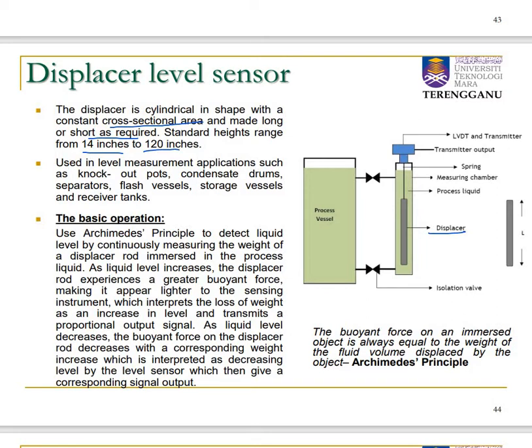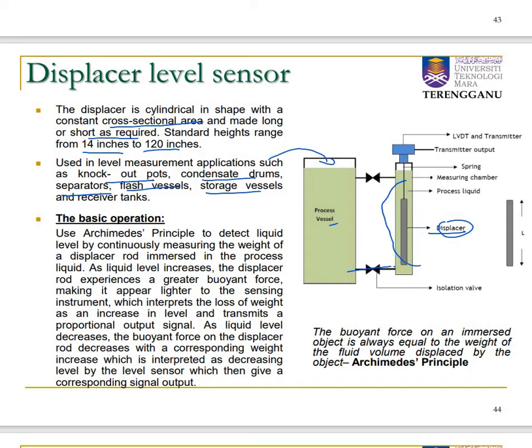So basically this displacer level sensor will be used in applications such as knockout pot, condensate drum, separator, flash vessel, storage vessel. The basic operation uses the Archimedes principle to detect the liquid level by measuring the weight of this displacer. So the process fluid will be fed inside here. If the fluid is fed into the system and the level of this process fluid inside the process vessel increases, then the process fluid inside this sensor also will increase.